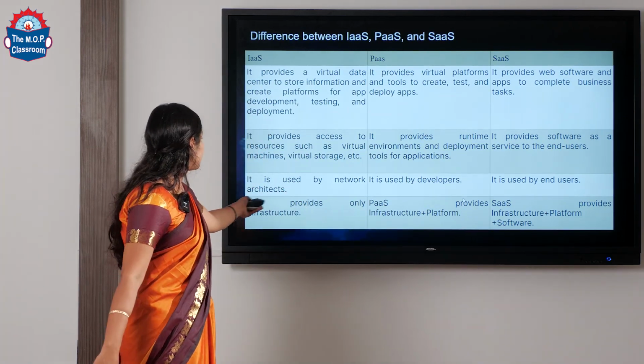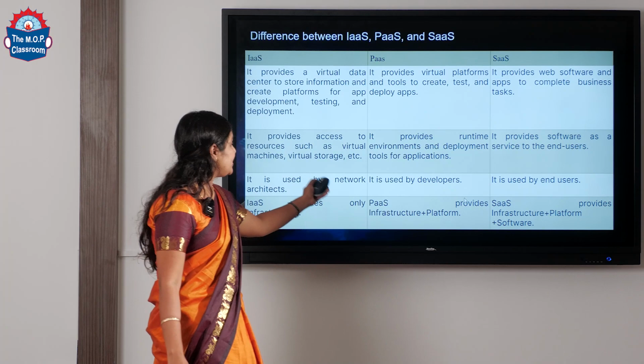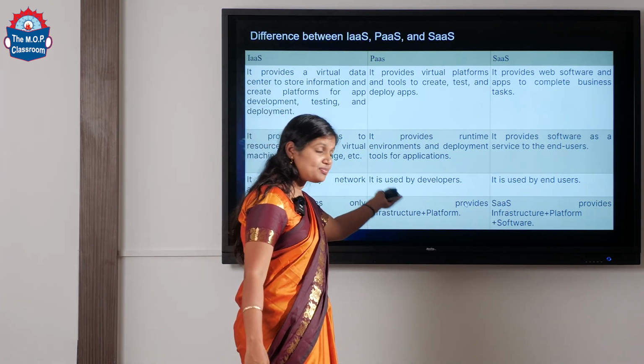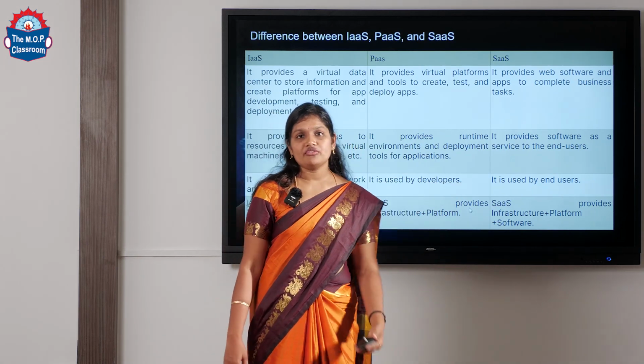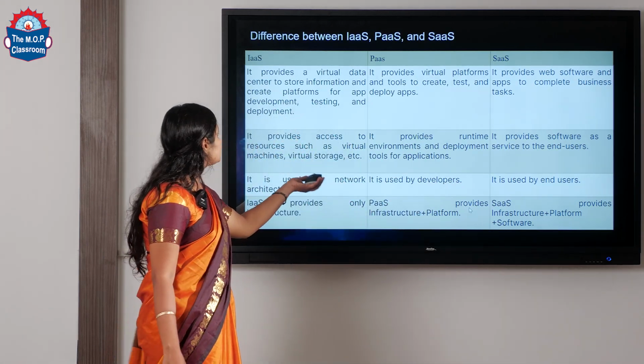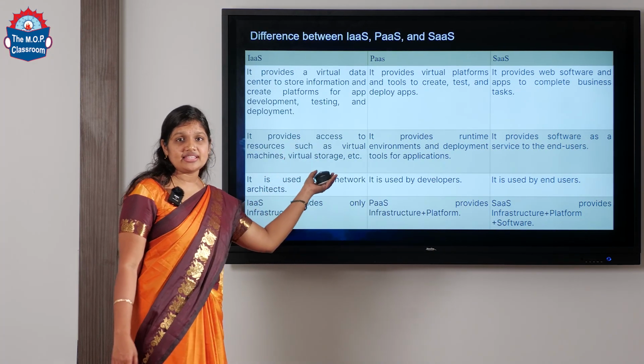And then IaaS provides only the infrastructure, and PaaS provides the infrastructure plus platform. SaaS provides infrastructure plus platform plus software. Okay, so these are all the key points for IaaS, PaaS and SaaS.